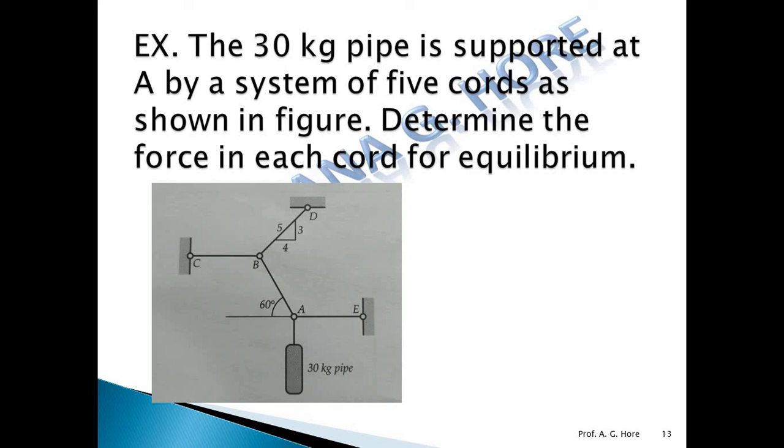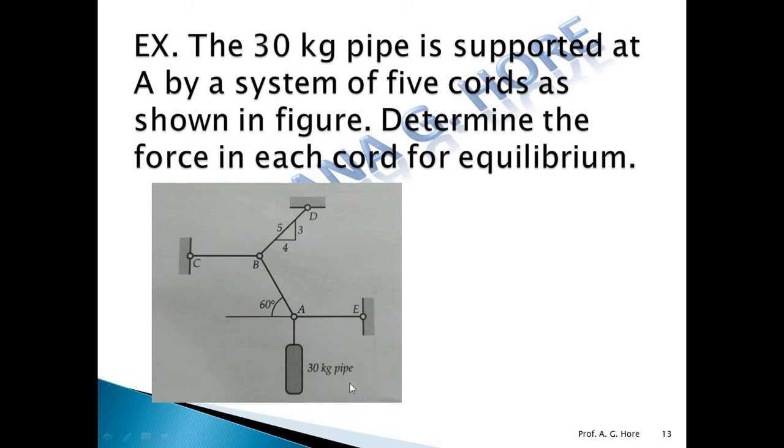numerical. A 30 kg pipe is supported at A by a system of 5 cords as shown in figure. Determine force in each cord for equilibrium. Now here this system is given. Okay, at point A the mass of that pipe is given, 30 kg is attached at point A. Now determine the forces in each cord. We want to find out the force in this AB, BD and BC. Force in these cords.